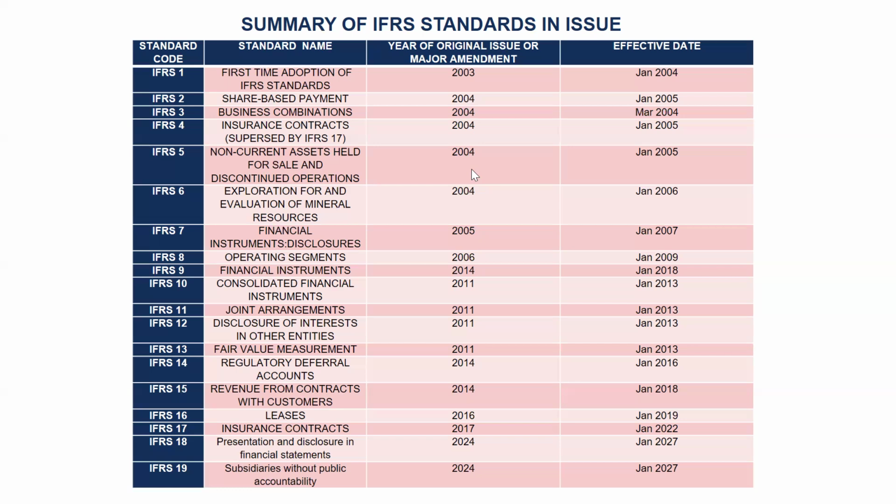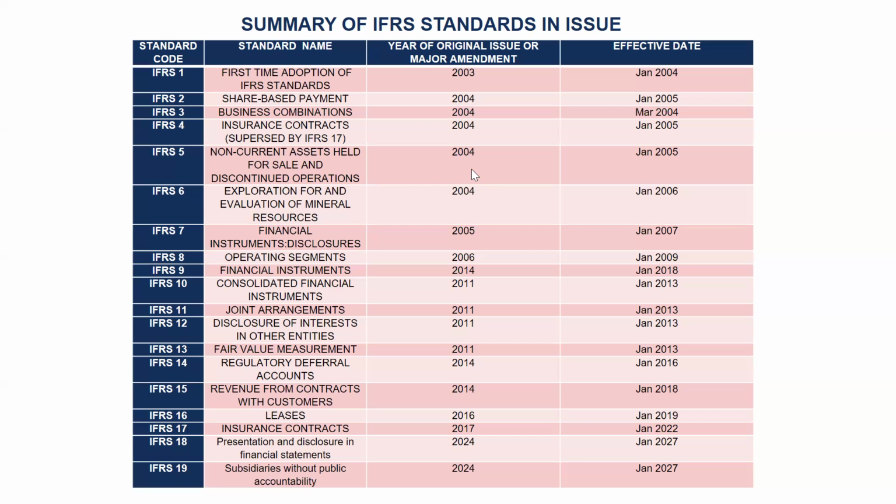So IFRS 7 deals with disclosures related to financial instruments. It was issued in 2005 with an effective date of January 2007. IFRS 8 deals with operating segments, and this was a standard that was issued in 2006 with an effective date of January 2009. The standard specifically applies to listed entities and gives guidance on operating segments, reportable segments, and how to go about coming up with the segments.